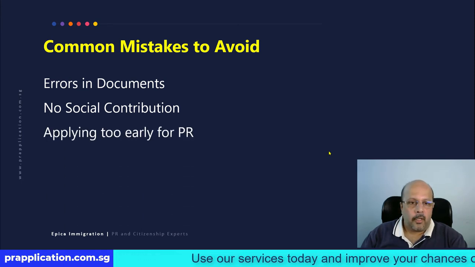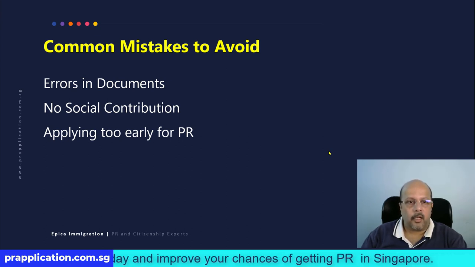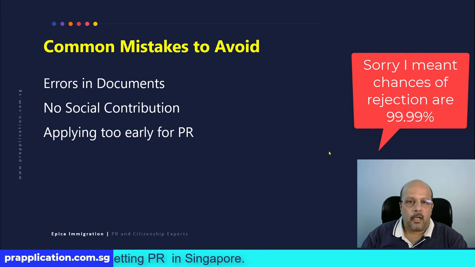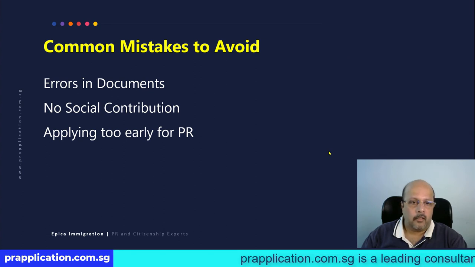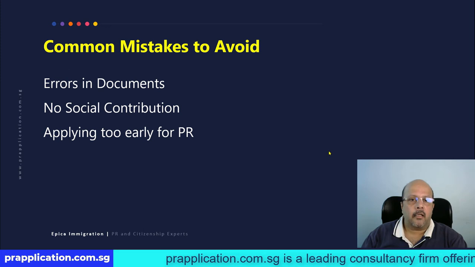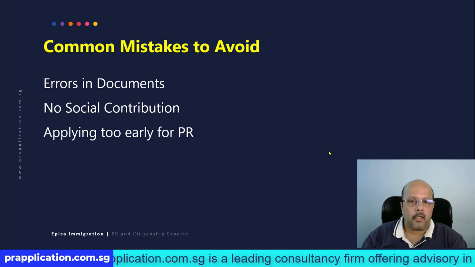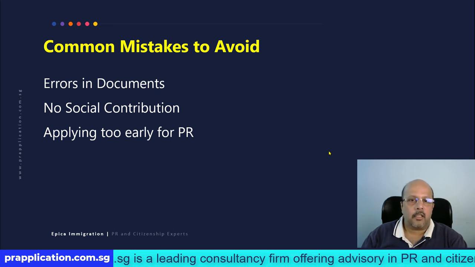Applying too early for PR, that is a mistake. Don't do it. There are people I have seen who apply, 6 months is a timeline, so they immediately after 6 months start applying for PR. The chances of approval are 99.99%. Now, there is no point in applying in the hope that with 0.01% you might get that PR. But the bad part is that the Immigration and Checkpoints Authority may think that you are reckless and you are just applying with the hope that you will get a PR.